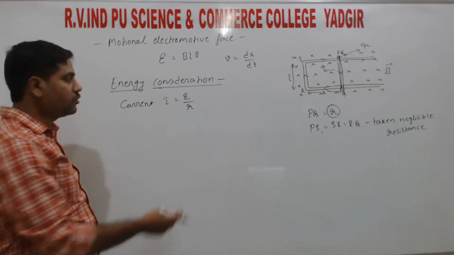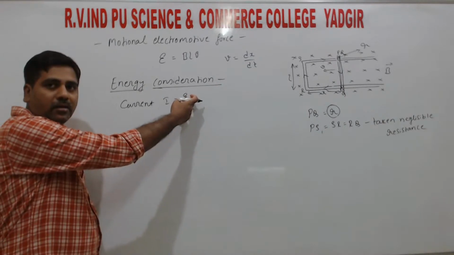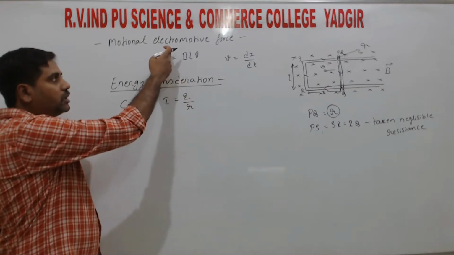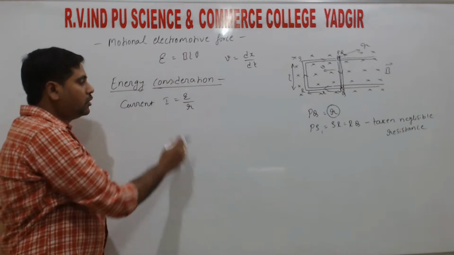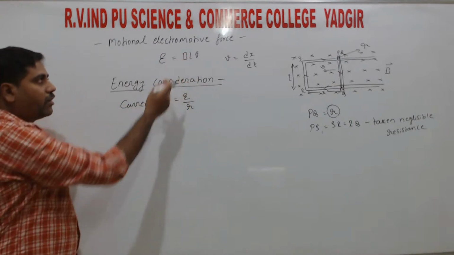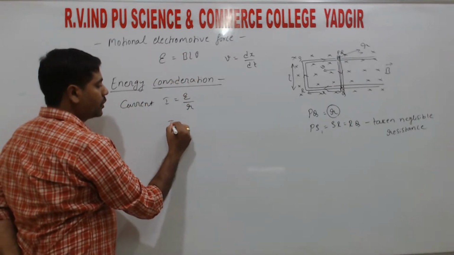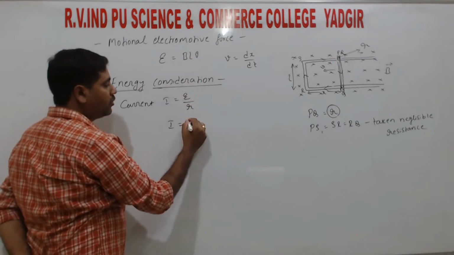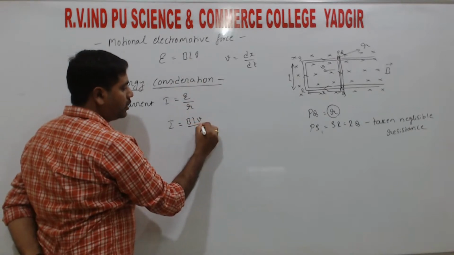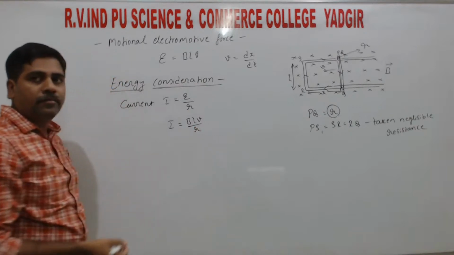V is equals to IR. So in place of V we can write E. So electromotive force is nothing but voltage, right? So I is equals to E by R. So here we have the relation I is equals to BLV divided by R.